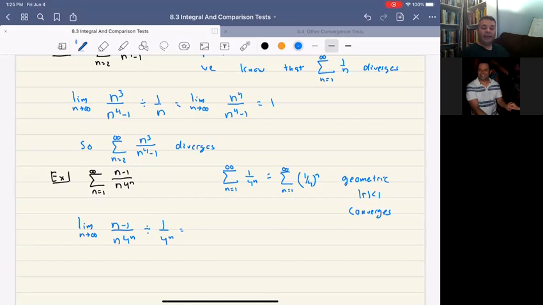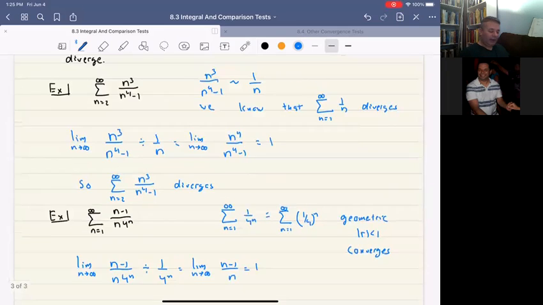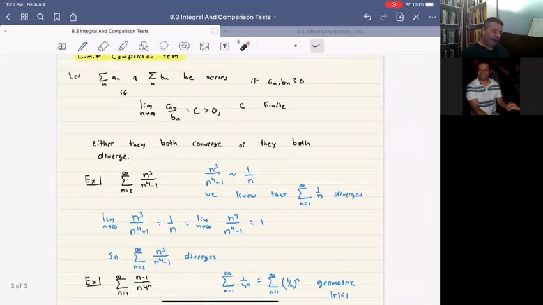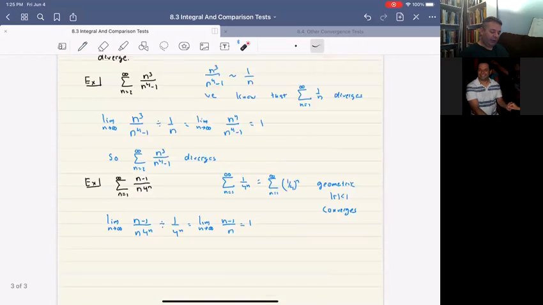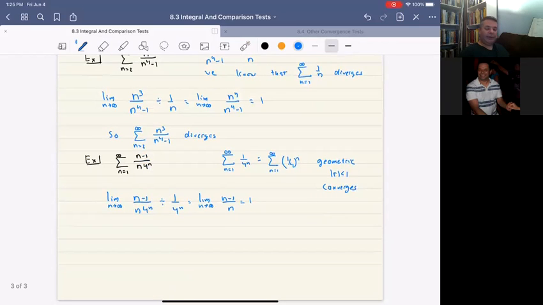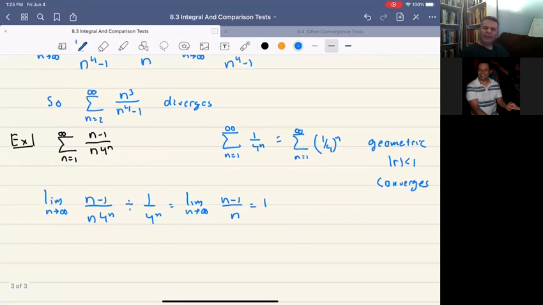The 4 to the n's are actually going to cancel. Again, that's 1. Again, that is a finite non-zero c. So this one is going to converge. We don't necessarily know what it converges to, and we're not asking that. We're just asking, is it convergent?